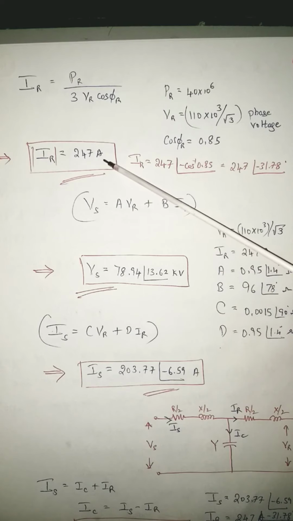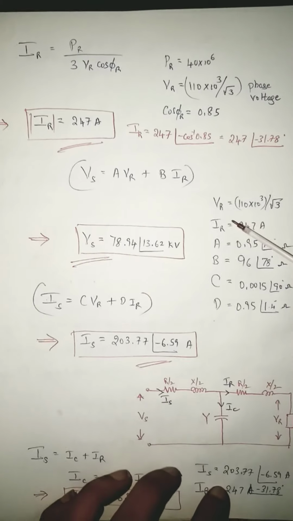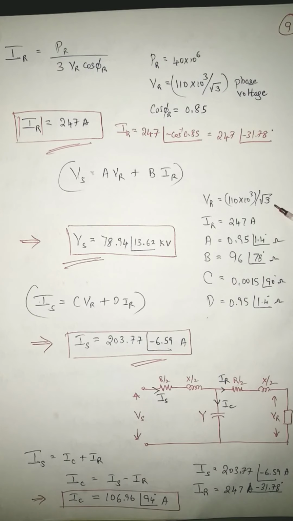Suppose if you want the magnitude and angle, you are going to take 247 at an angle minus cos inverse of phi r. That is minus cos inverse of 0.85, which will give you 247 at an angle minus 31.78. I've got IR. Now I'll be using the first expression Vs is equal to AVR plus BIR. So here we know the value of VR, which is 110 into 10 cube by root 3. IR just now we have calculated it as 247 amperes. Or if you want to represent the magnitude and angle, it is 247 at an angle minus 31.78.